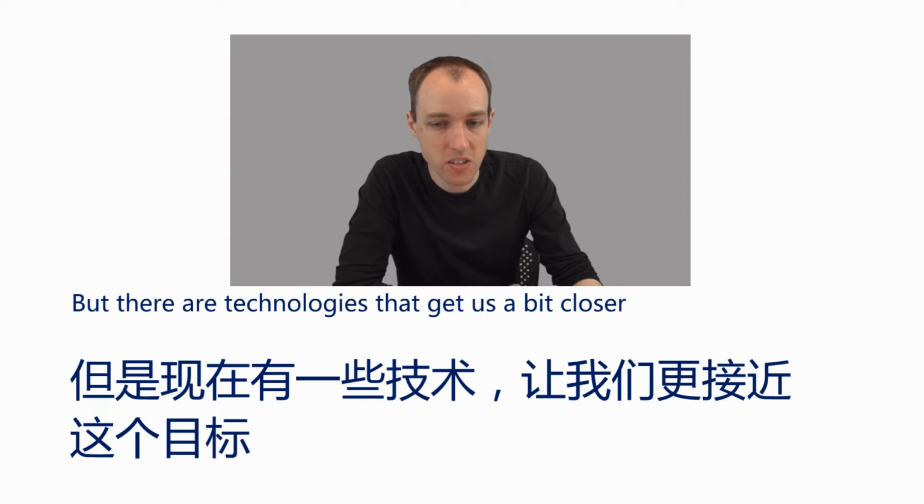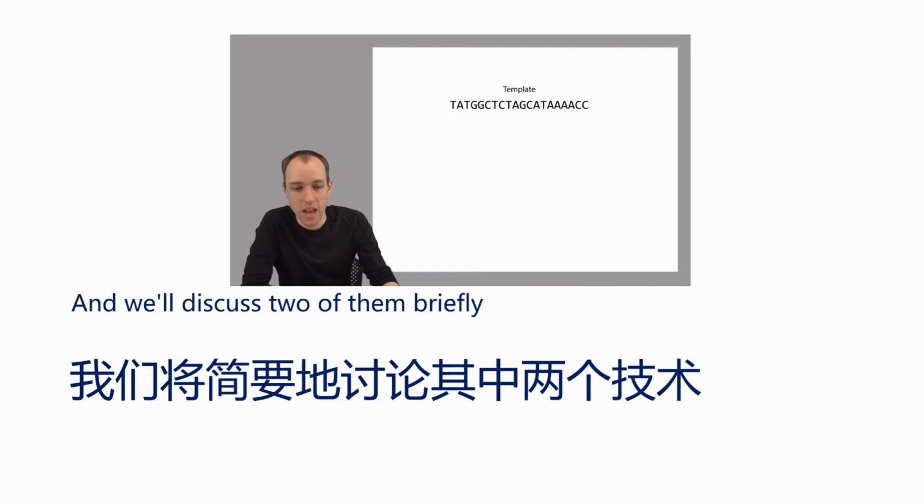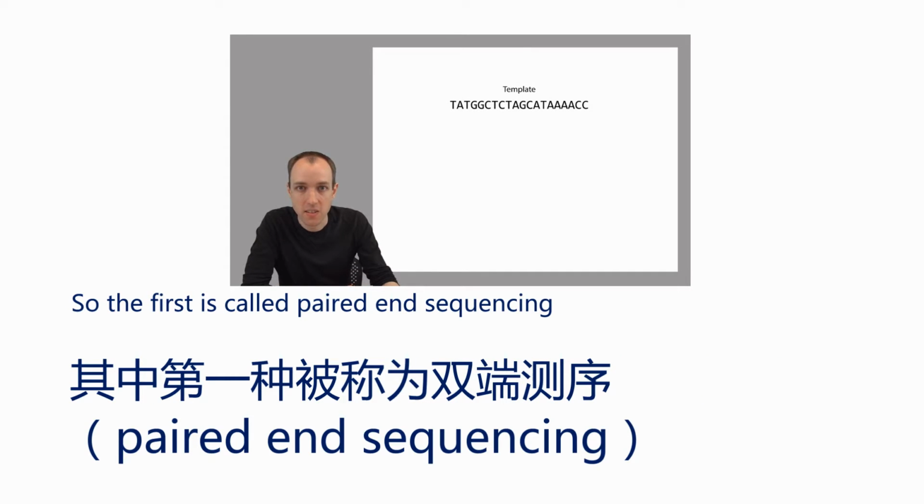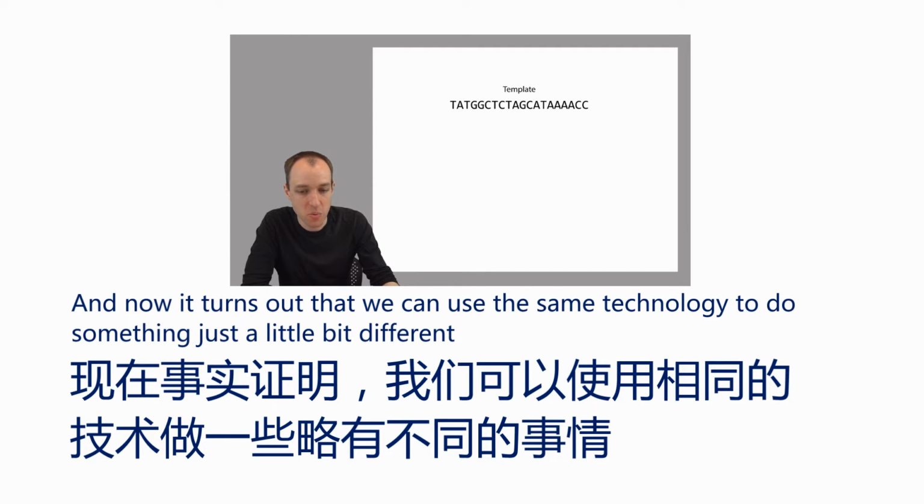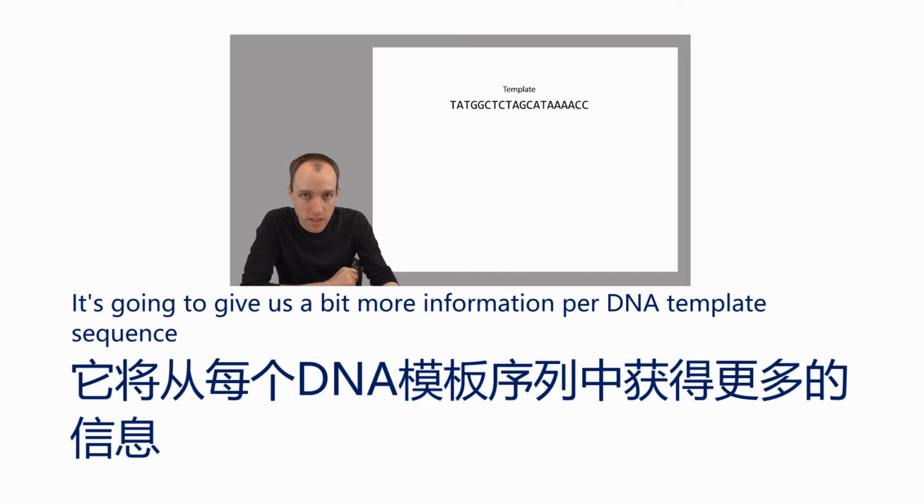But there are technologies that get us a bit closer, and we'll discuss two of them briefly. So the first is called paired end sequencing. Way back in the first module, we discussed how a second-generation sequencer sequences many DNA templates at once. And now it turns out that we can use the same technology to do something just a little bit different. It's going to give us a bit more information per DNA template sequence.